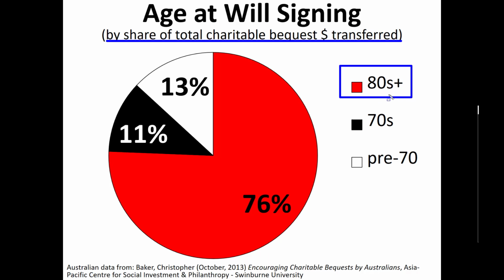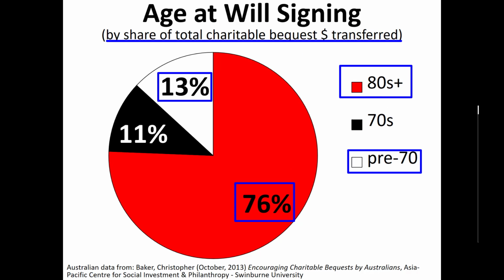Wills signed in the 80s, 90s, or older account for 76% of the dollars. Are you interested in wills signed before age 70? Well, congratulations. You are interested in 13% of the dollars that are actually transferred to charity. Wills signed before age 70 control 13% of the dollars. If you're interested in the other 87% of the dollars, then you're interested in those signed in the 70s or older. If you're interested in 76% of the dollars, then you're interested in wills signed in the 80s or older.